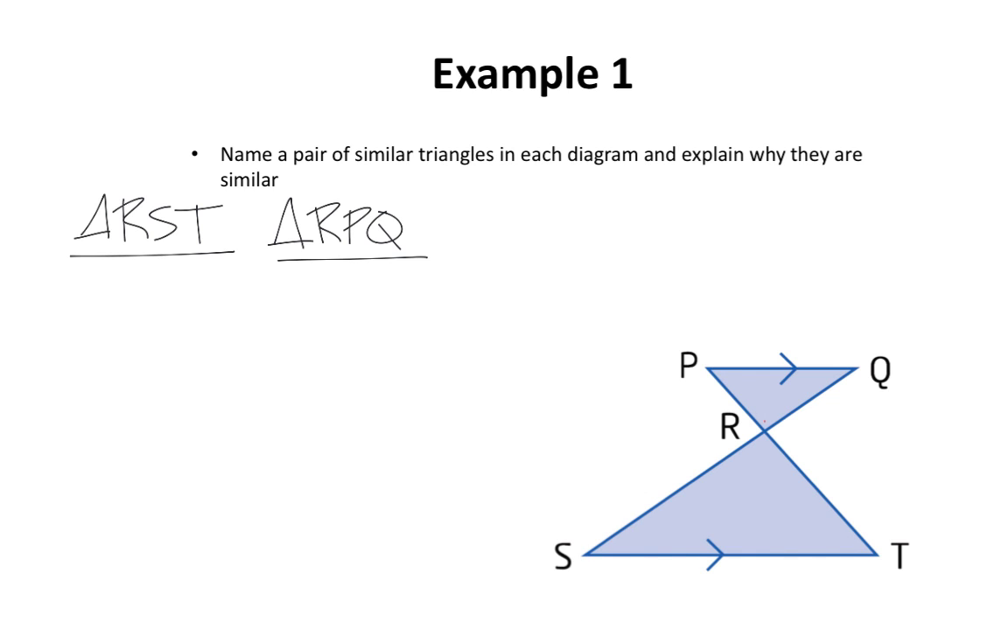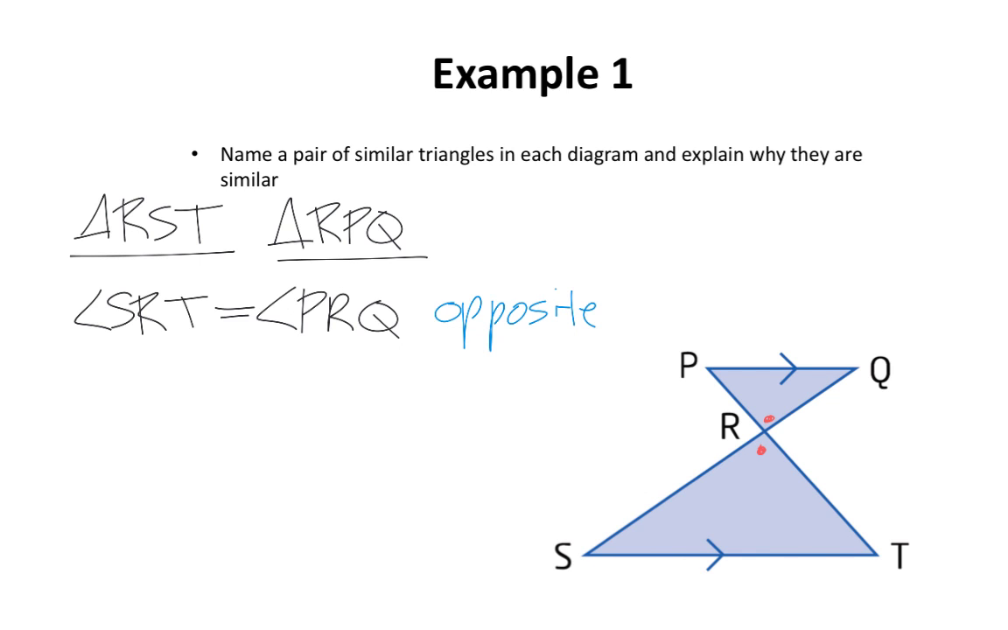Immediately, I can see that these two angles are equal, and they're equal because they are opposite angles. So let's write that down. Angle SRT is equal to angle PRQ. And the reason for that is that they are opposite angles. It's important that you write the reason down. There's proper notation for this, which you will learn later.